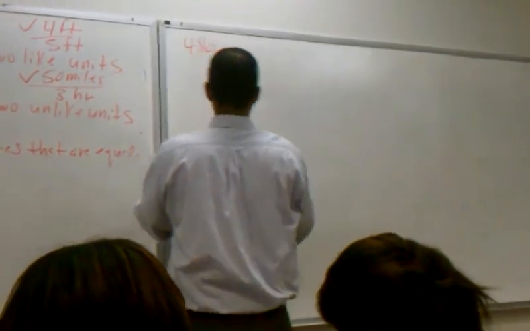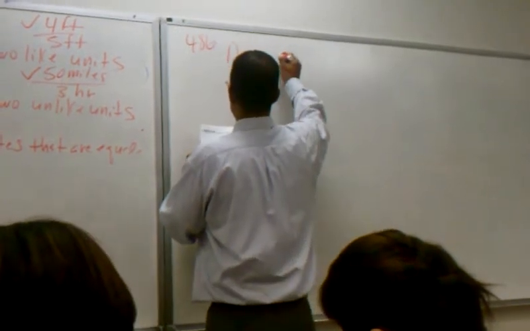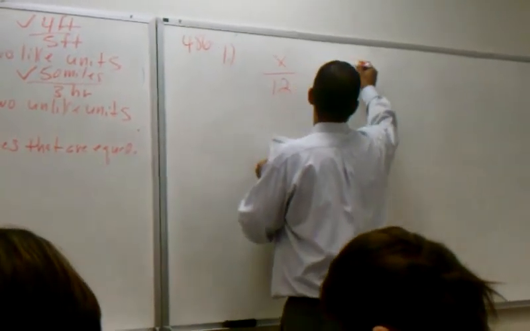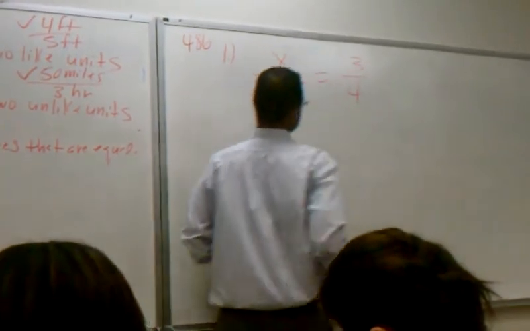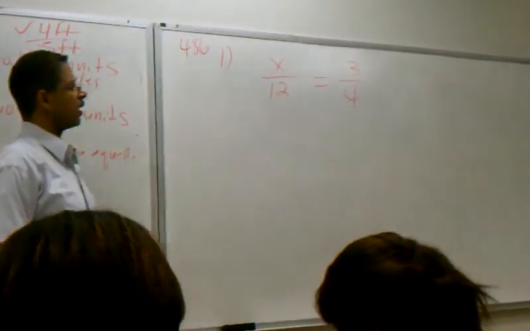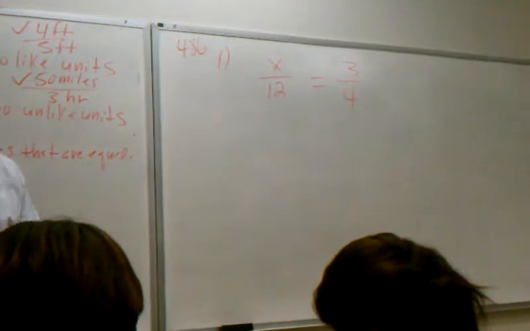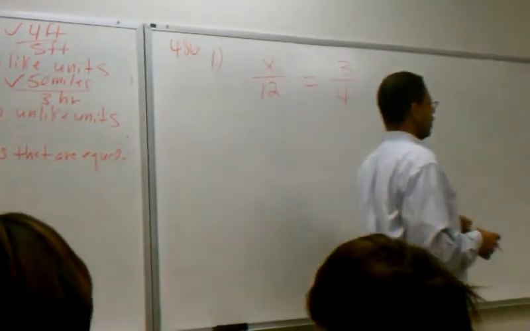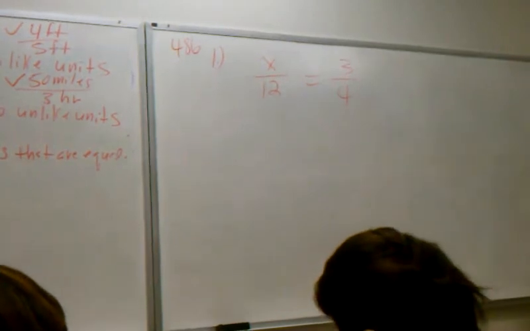Now, we have a proportion. X over 12 equals 3/4, okay? This is a proportion, but what they want us to do is find the value of x and make it a true proportion. Everybody follow me? Anytime you have two ratios equal to each other, you can cross multiply, okay?